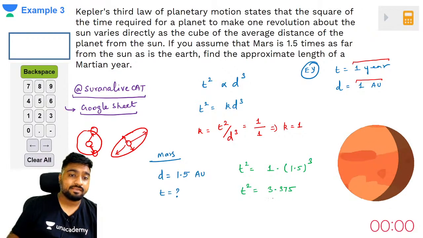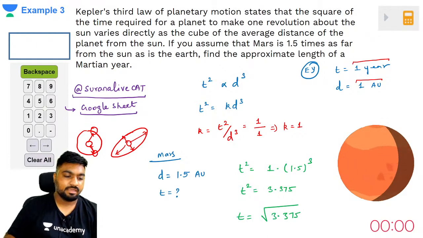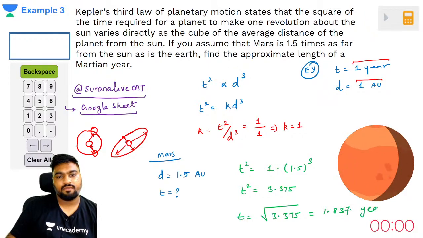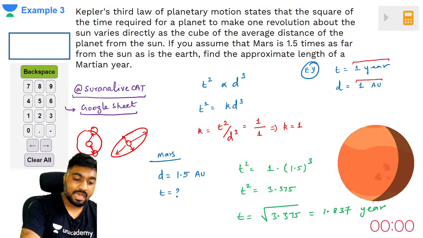Mind you guys, please keep this in mind. You have to be careful about this. You will have to find the time, not the time squared. So time will be equal to the square root of 3.375, which is how much? 1.837 of an Earth year. Say yes if you've understood this, guys. Quickly say yes if you have understood this.